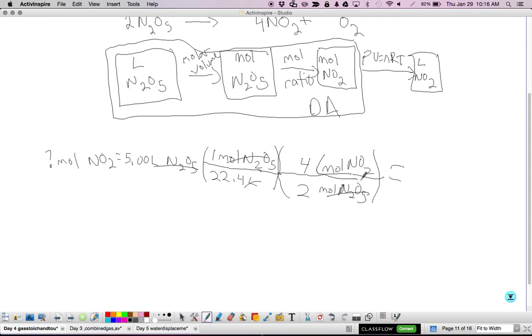All right. So I would get 0.446429 when I plug this into my calculator, moles NO2. All right. Now I've got the number of moles of NO2, and I need to find the volume, so that's PV equals nRT.